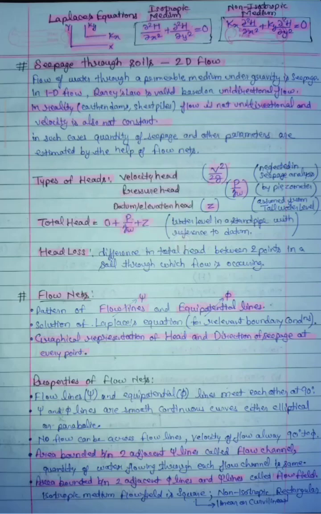So we can see the total head is the water level in a standpipe with reference to the datum level. Now head loss. Head loss is the difference in total head between two points in a soil through which flow is occurring.